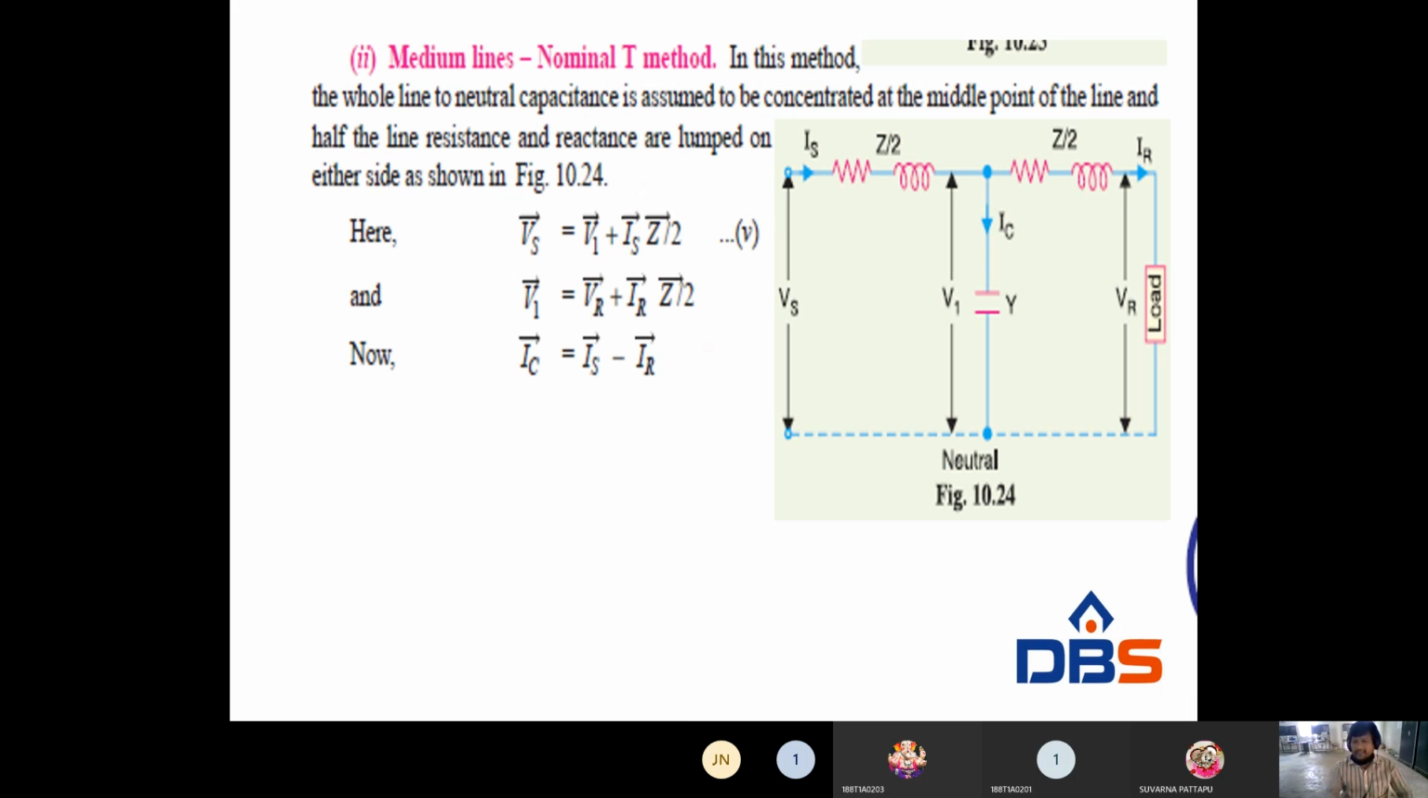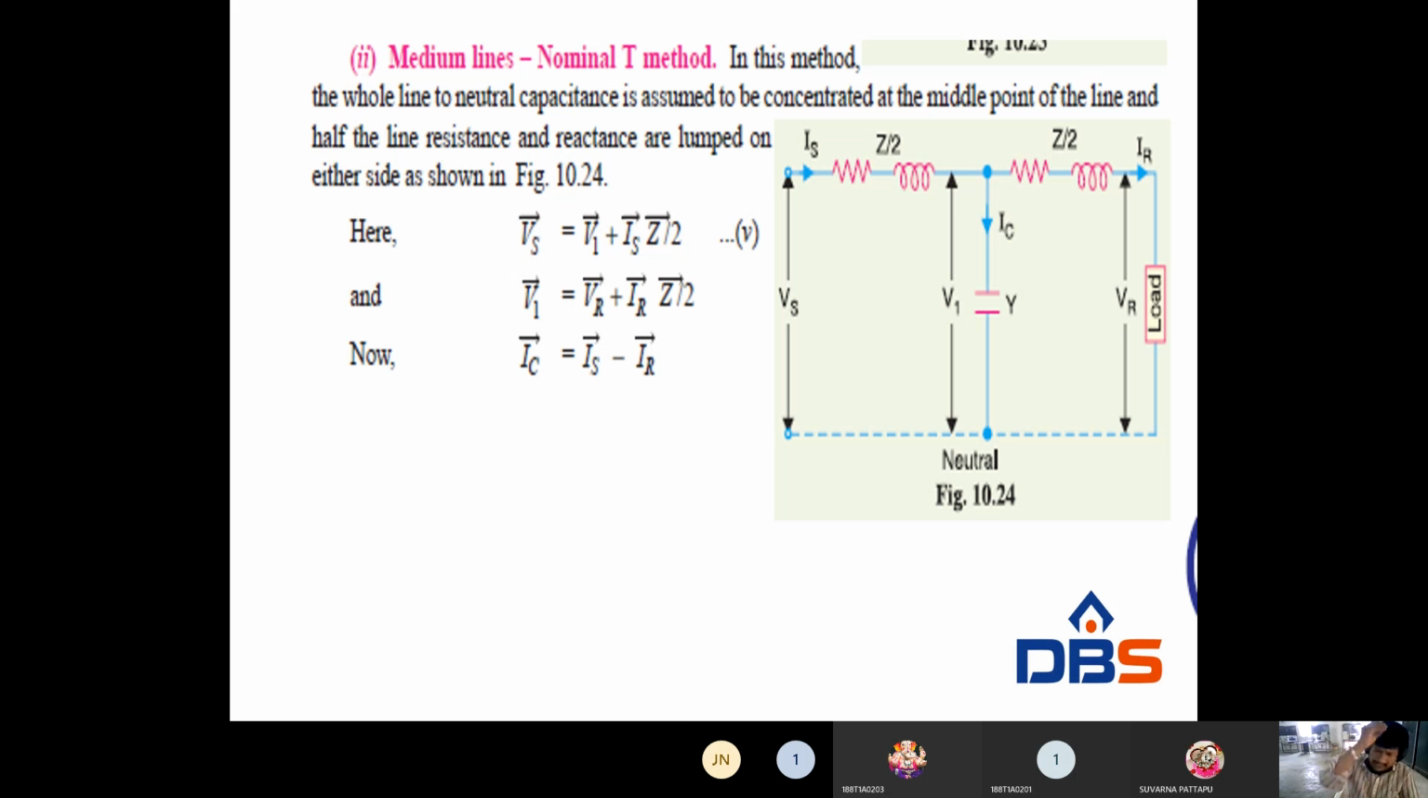Now go for the medium transmission lines, right? For medium transmission lines, the end condenser method is available, the nominal-T method is available, the nominal-π method is available. For calculating the ABCD parameters, we go for just nominal-T and nominal-π. For calculating the voltage regulation and efficiency, three methods are available: end condenser, nominal-T, nominal-π. But for calculation of ABCD, go for nominal-T and nominal-π.